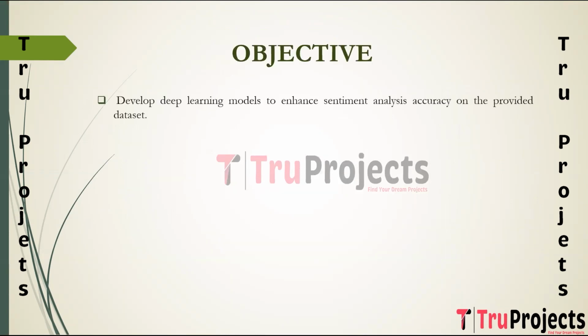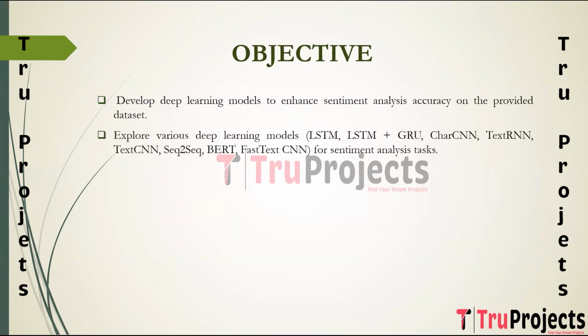Objective of the project. The goal of the project is to develop and implement advanced sentiment analysis techniques using deep learning models to improve the accuracy and effectiveness of sentiment predictions on the provided dataset. The objective is to build diverse deep learning models including LSTM with GRU, CNN, text RNN, text CNN, sequence to sequence, BERT, and fast text CNN to understand their capabilities in handling sentiment analysis tasks.